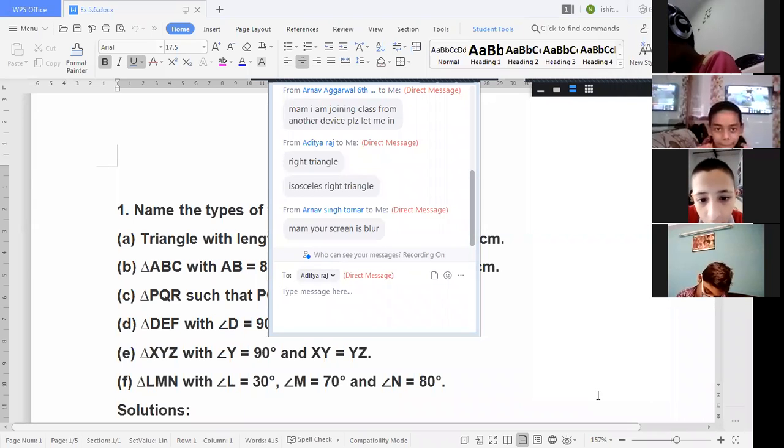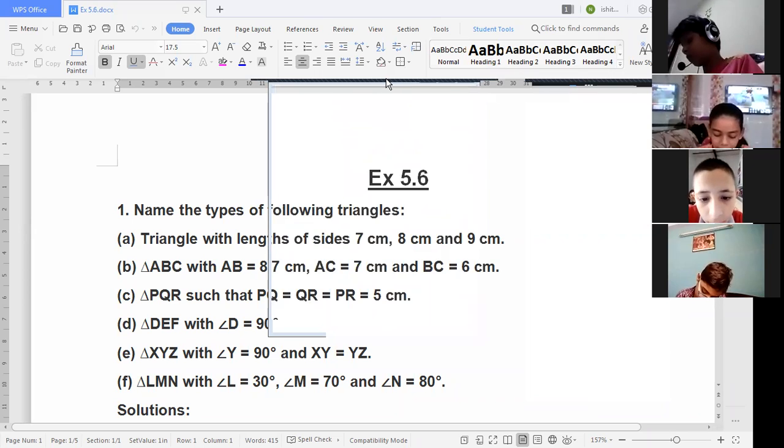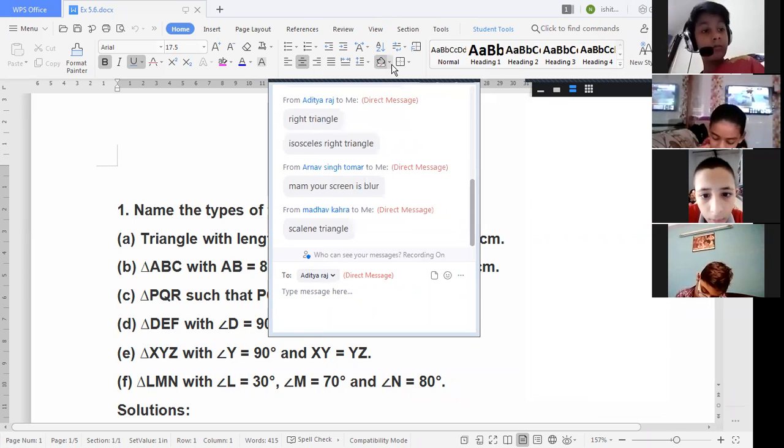So which type of triangle is it? Ma'am, No, Madhav.